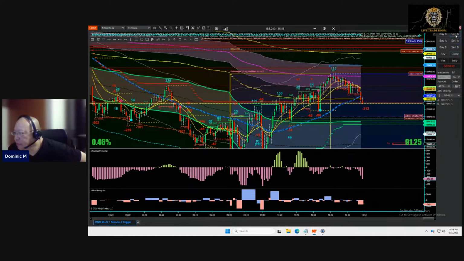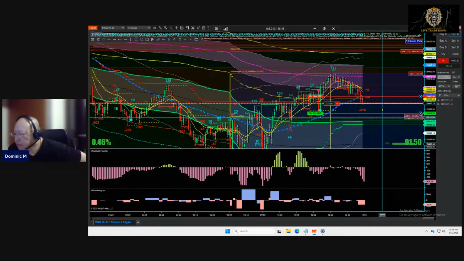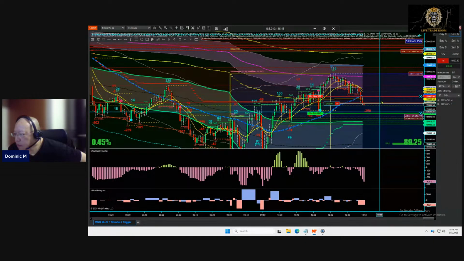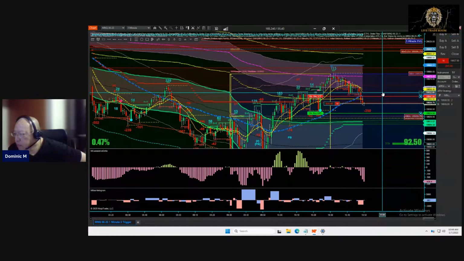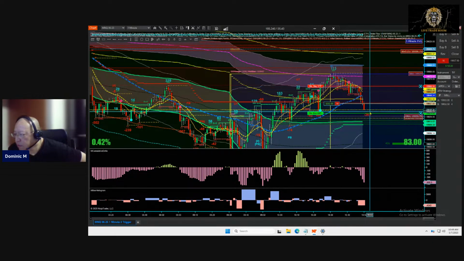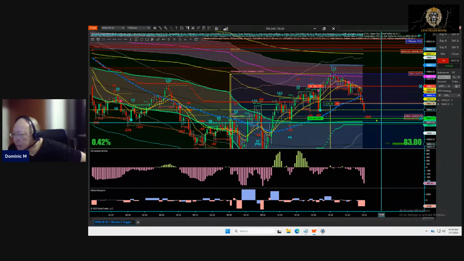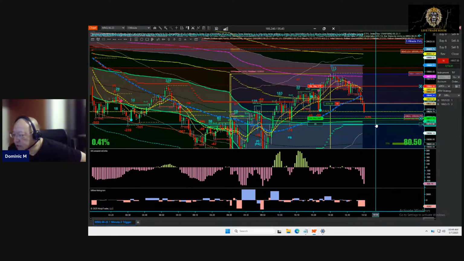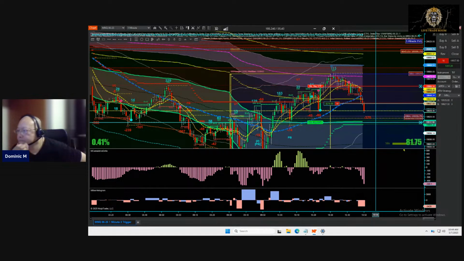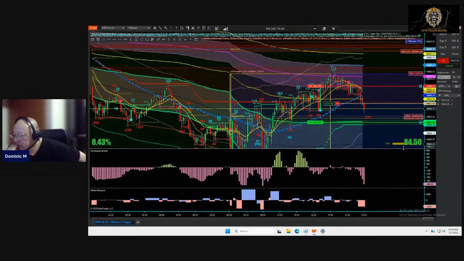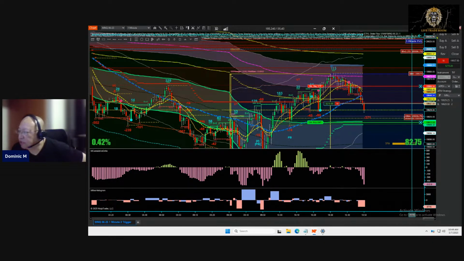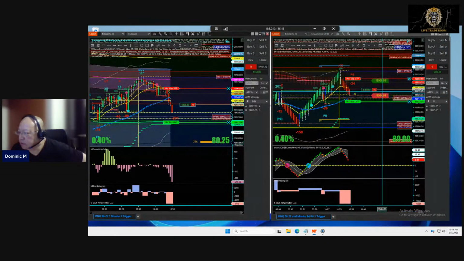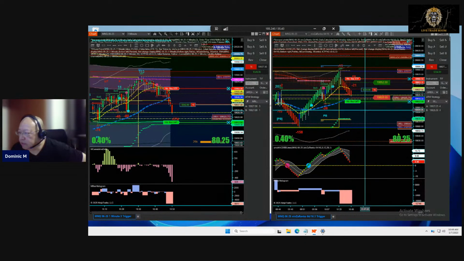There we go. Order filled. Order filled. You have it there. So he's going to test this right here. If you're looking at the Ninja Renko chart, we already had a reversal bar there. We're coming down.